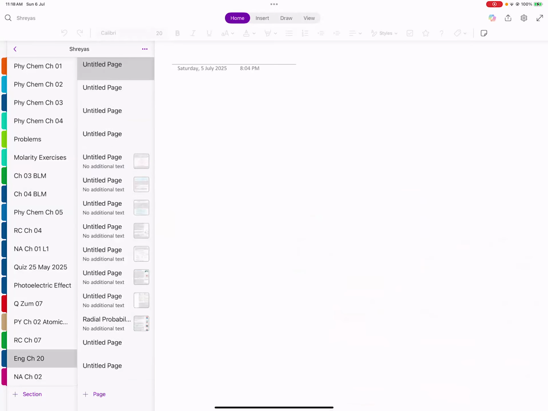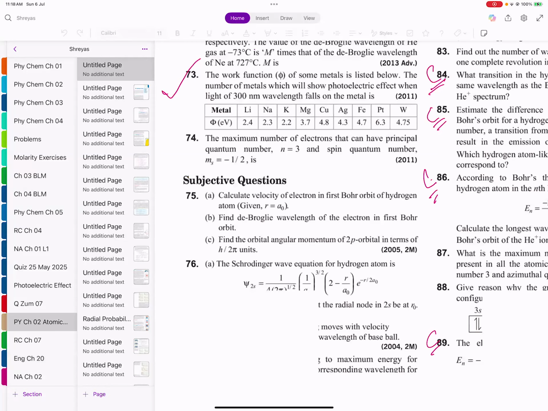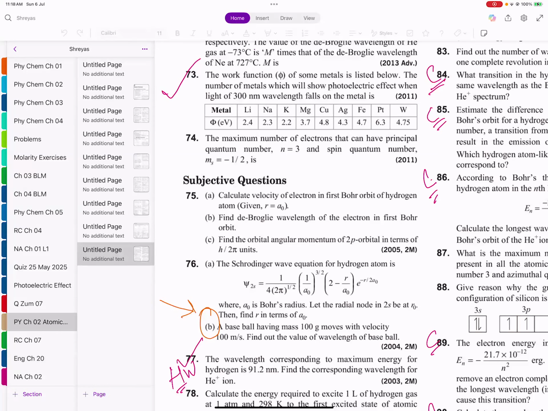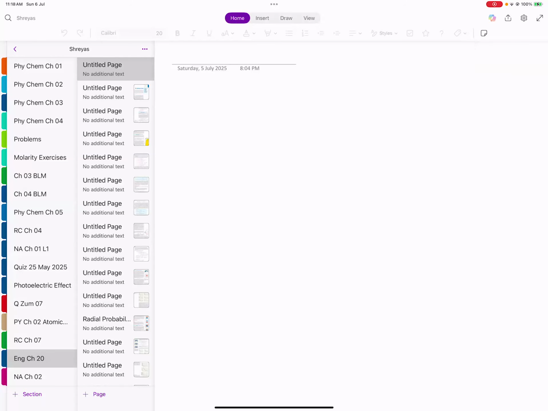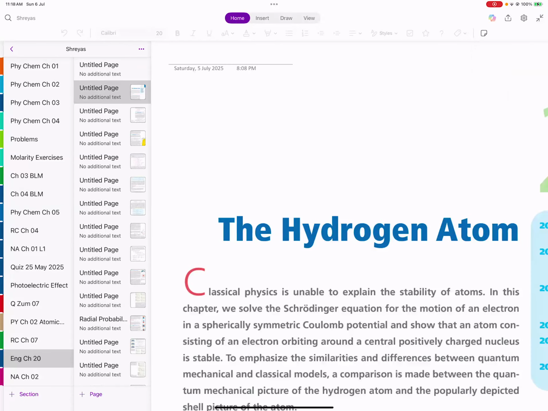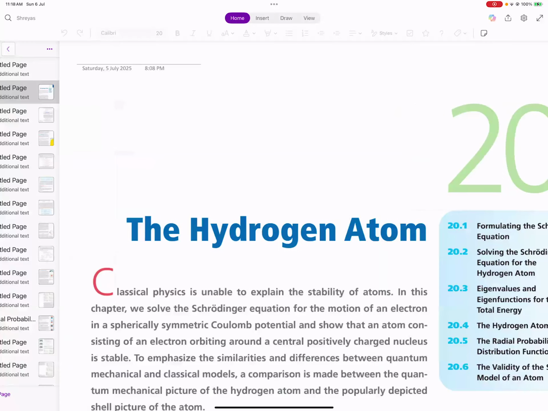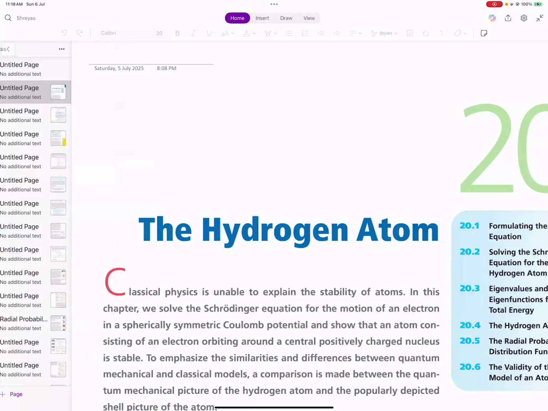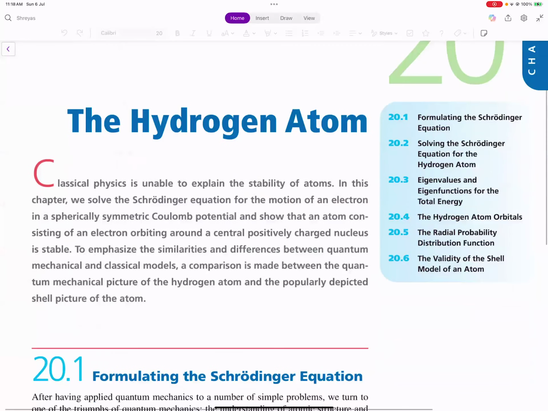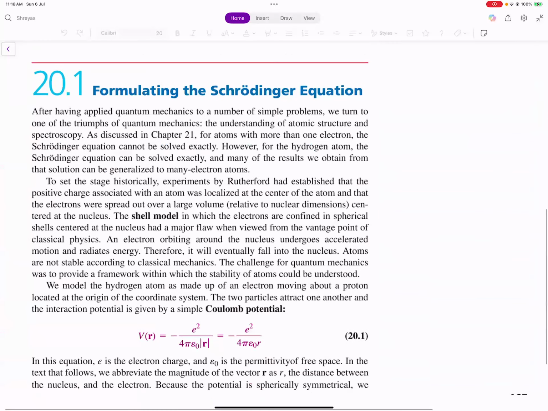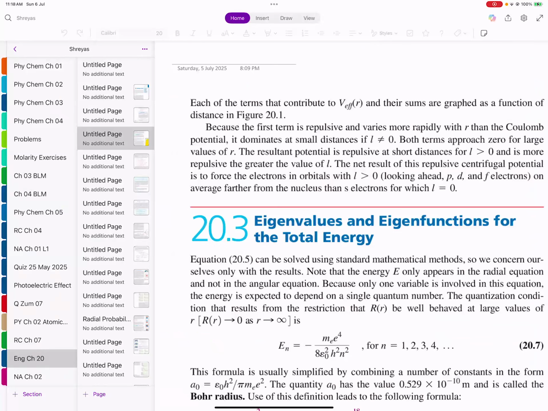Anyways, let's leave this and go to the orbitals a little bit more. Okay, this is chapter 20. This is one more thing I have added, just for the orbital section.